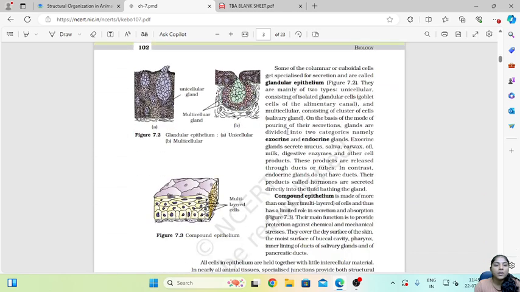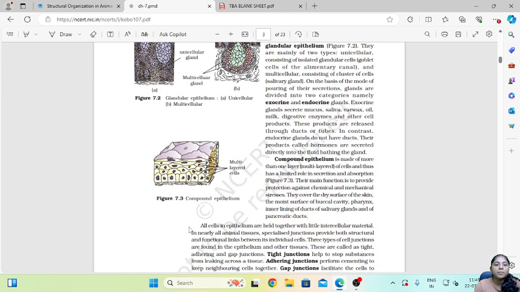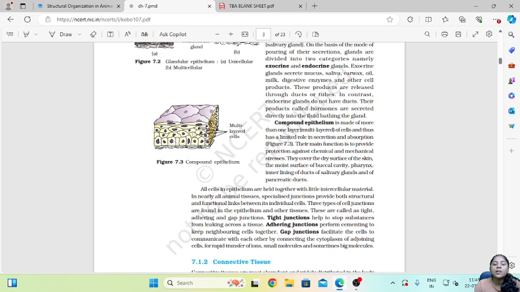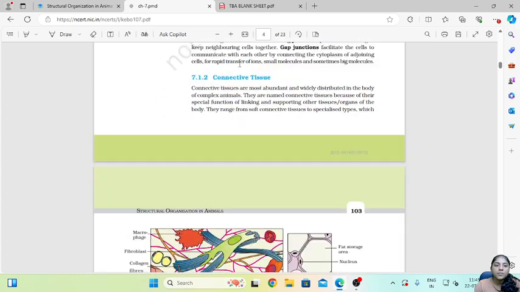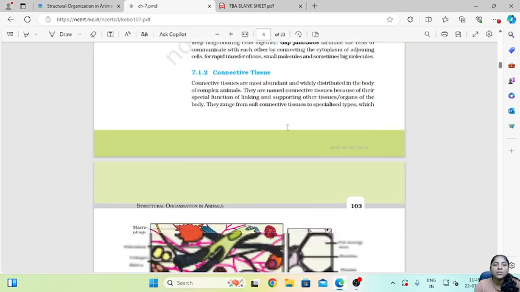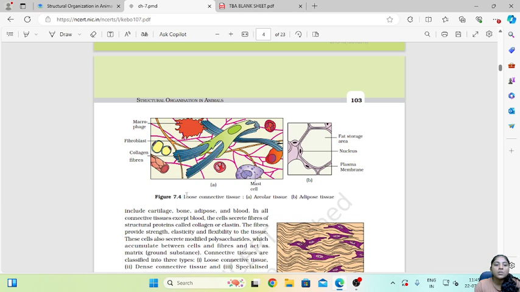Then we have also learnt about the glandular epithelium, the epithelial cells which contain the glands. So here we have the glandular epithelium. Then this is the many layered compound epithelium. So the compound epithelium is multi-layered. Then next we have seen the connective tissue. So the first one was loose connective tissue. In this we have seen the areolar tissue, which consists of the fibroblast, macrophage and the mast cell.